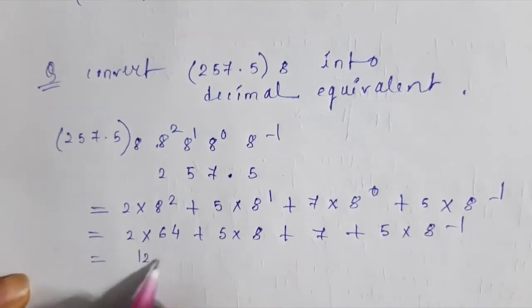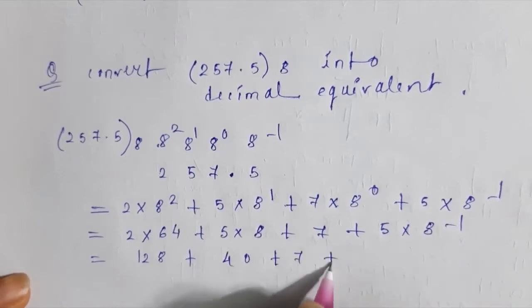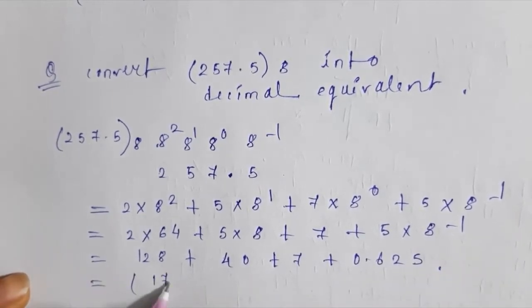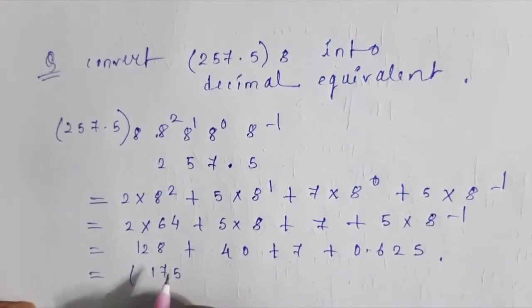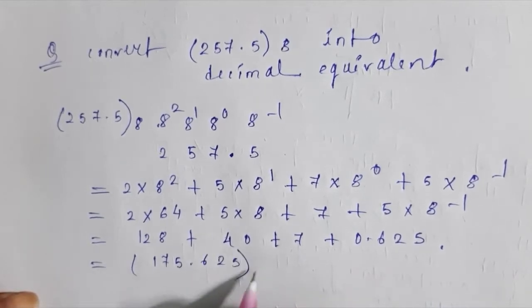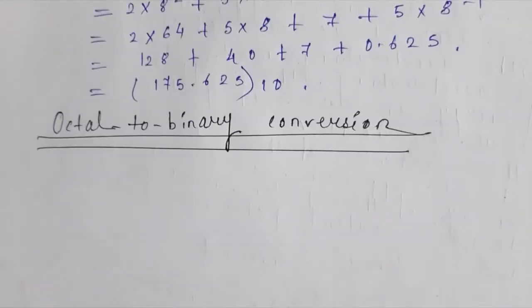So this will be 128 plus 40 plus 7 plus 0.625, which will be equal to 175.625. This is the decimal equivalent.